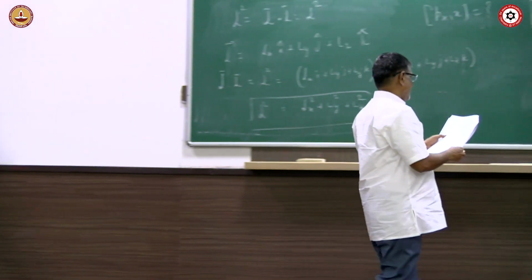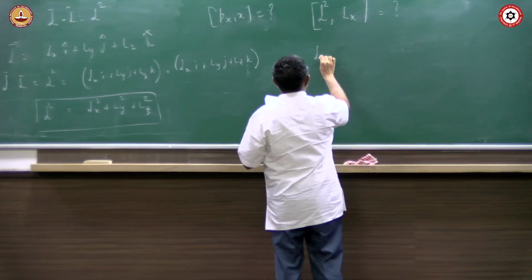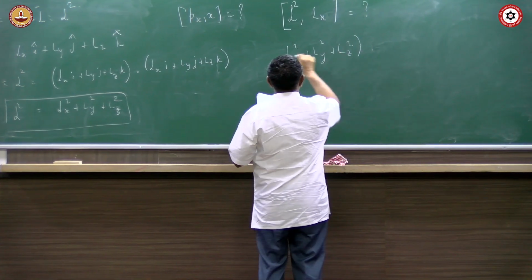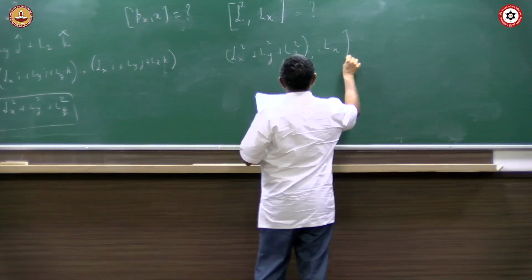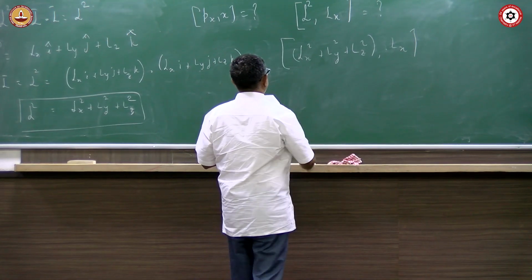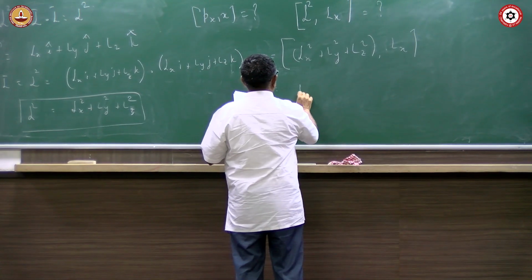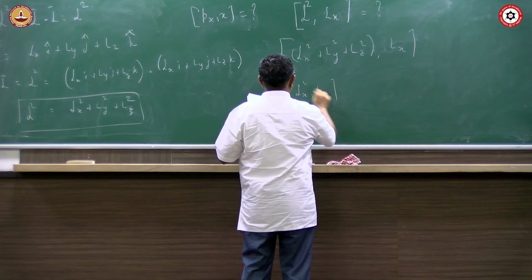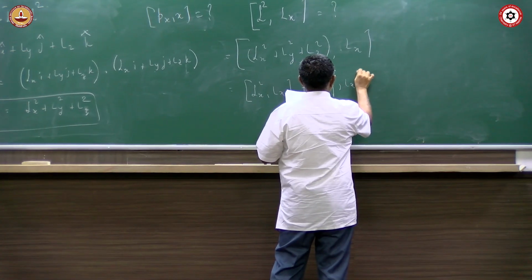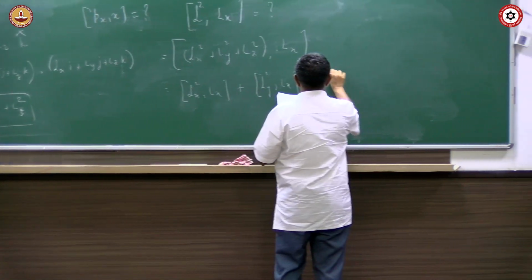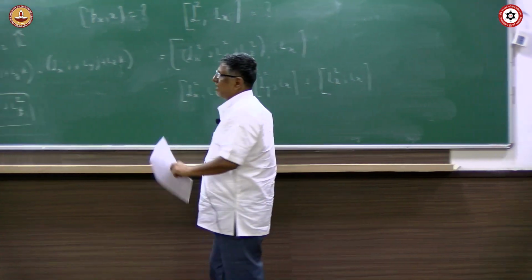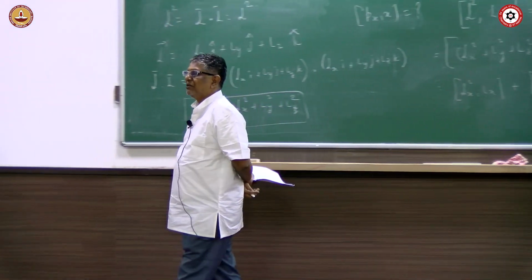What is this? This is Lx square plus Ly square plus Lz square, comma Lx. This is the commutator. So this will become Lx square comma Lx plus Ly square comma Lx plus Lz square comma Lx. So the remaining I am leaving to you.